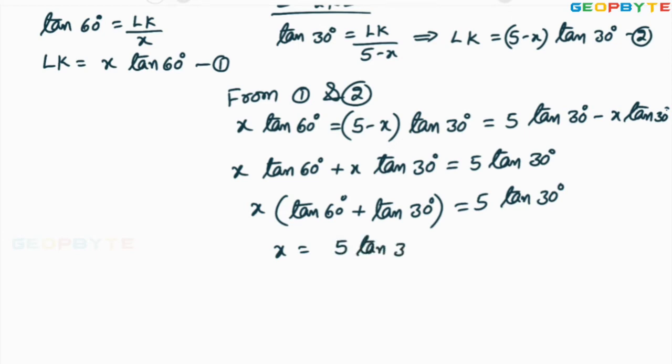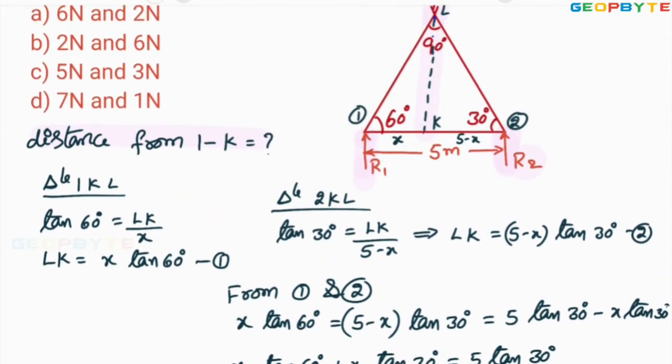Therefore, x equal to 5 tan 30 degrees divided by tan 60 degrees plus tan 30 degrees. You simplify this value to get x approximately 1.25 meters. So it means indirectly, let us go back to the problem.